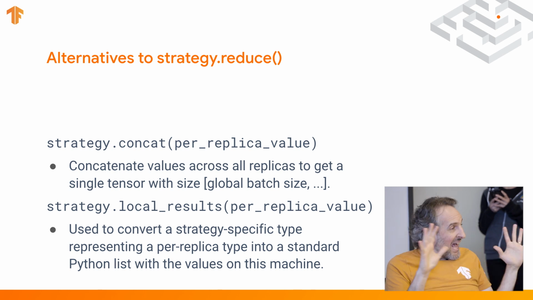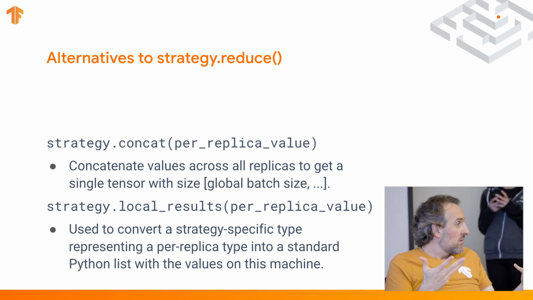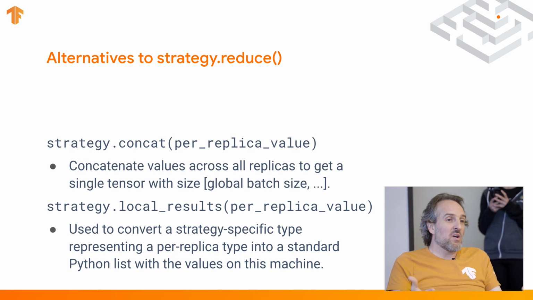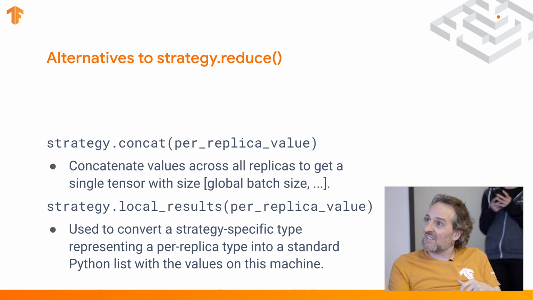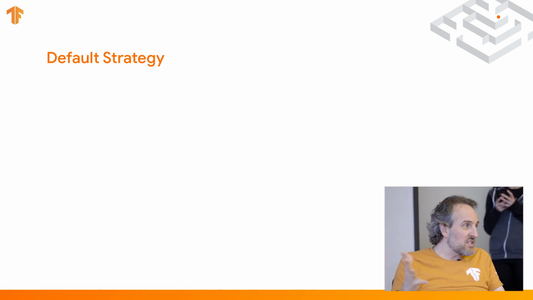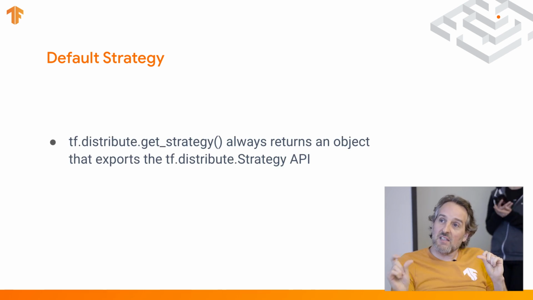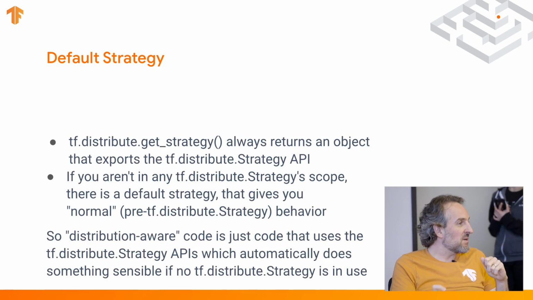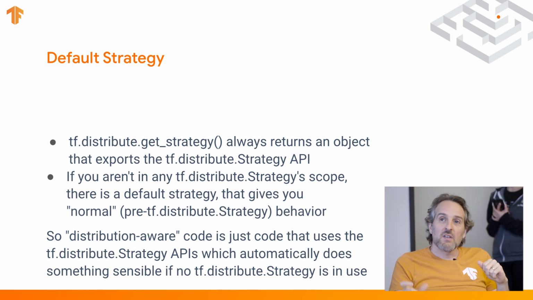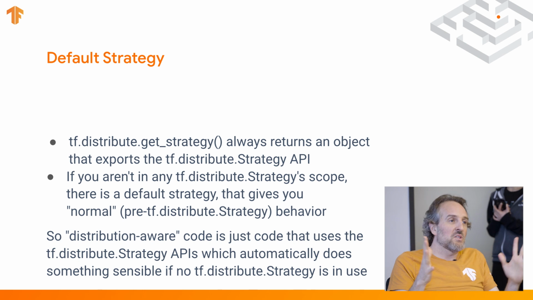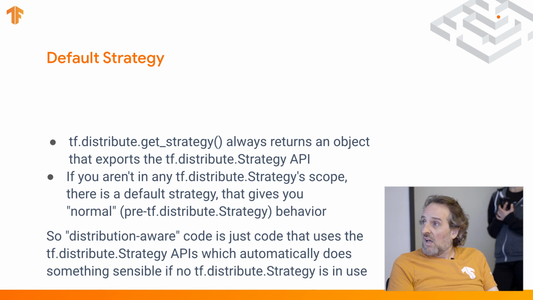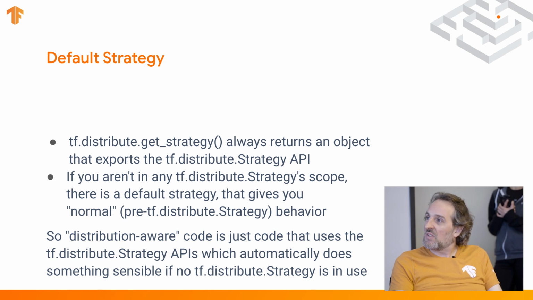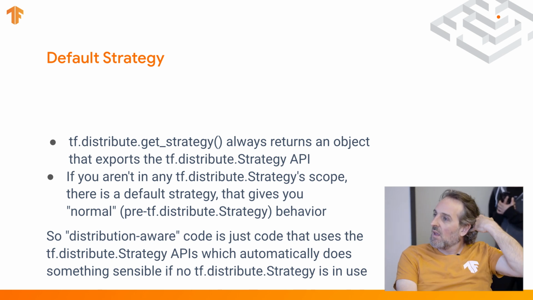This is the last thing I'm going to cover: making a library that needs to be distributed because it operates on state, and what APIs you might use. So the first easiest thing to know about is tf.distribute.get_strategy, which is how you get a strategy. An important thing to know about it is that it always returns you something implementing the strategy API, even if you're not in a strategy scope, because there's a default strategy that does something moderately sensible, even if you don't have knowledge about what's going on because you're in some strategy scope that has a specific configuration.